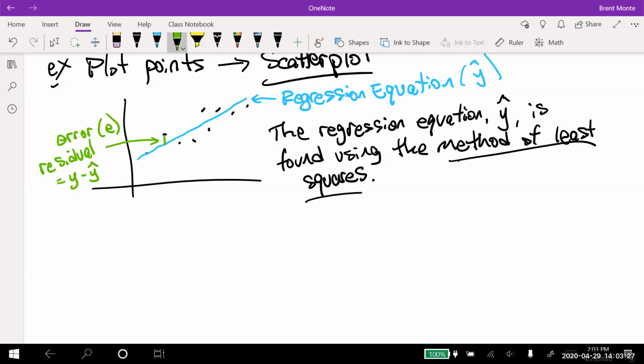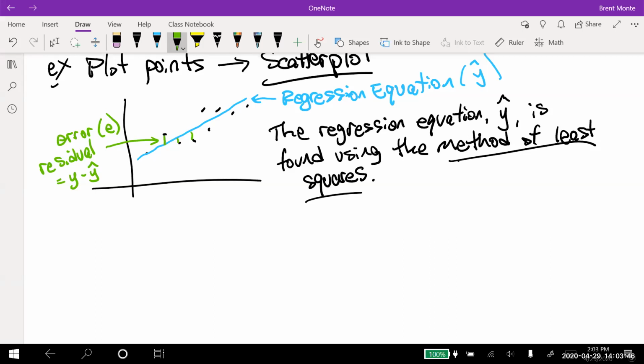Notice in this case, the Y value is above it. So when I do Y minus Y hat, I'm going to get a positive number. A positive residual or a positive error will say, hey, the point was actually above the line. A negative would say it's below the line. So for instance, this one's going to have a negative residual.